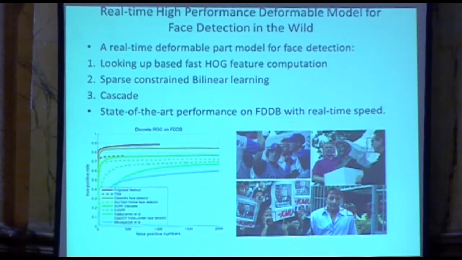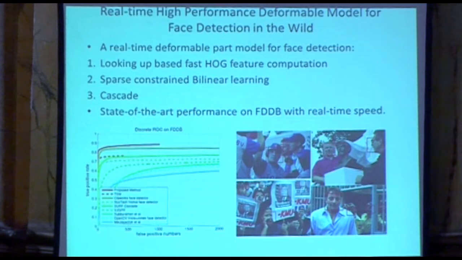So we propose three tricks to improve the speed. First, we use a lookup table to quickly compute the HOG feature. Then we introduce a projection matrix into the DPM framework to reduce the dimensionality of the HOG feature and improve the speed. And finally, we use a cascade. The first stage of the cascade uses the holistic feature, and the later stages use the parts.